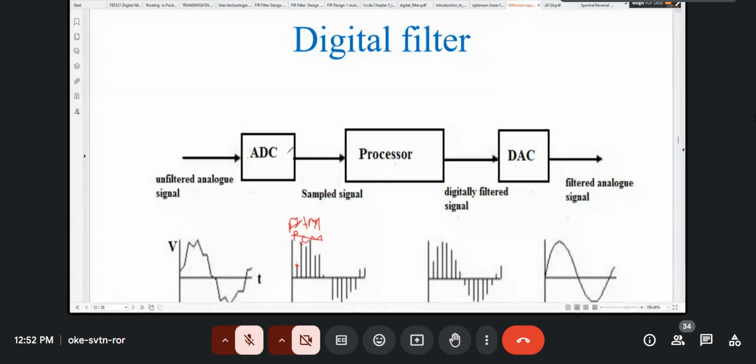It could be filtering a video, a signal which has collected noise, which has been interfered with at the receiver and transfer and converted back to analog. So that is the signal at this point.